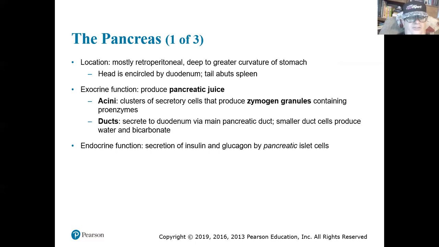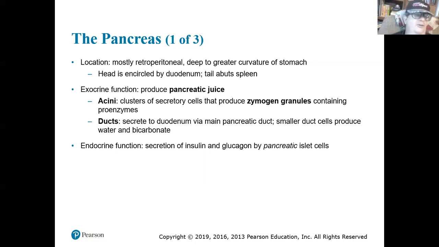The pancreas also has ducts that will squirt into the duodenum via the main pancreatic duct. Smaller duct cells are making water and bicarbonate. Remember, I told you that the chyme would attack and destroy cells in the duodenum, the first part of the intestine, if we didn't find a way to neutralize it. Well, this is how we neutralize it. We have bicarbonate-rich fluid coming out of the pancreas through the pancreatic duct.